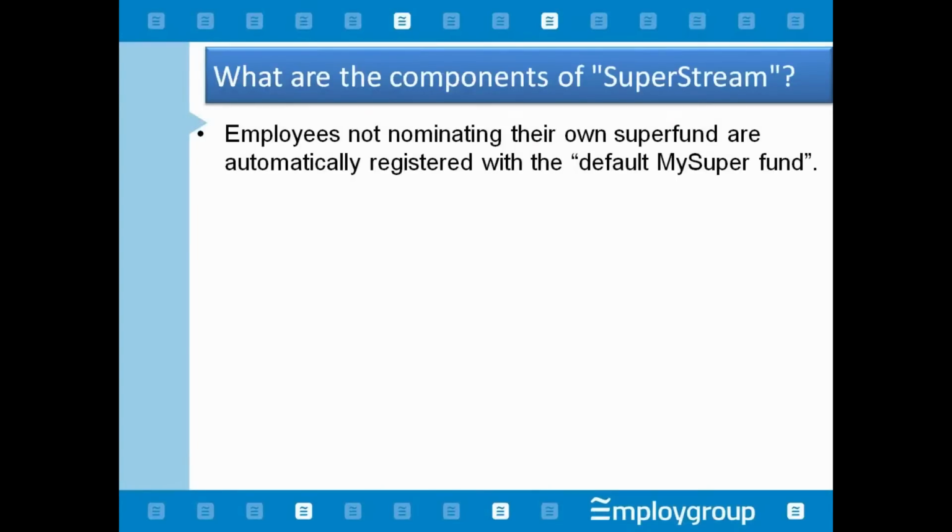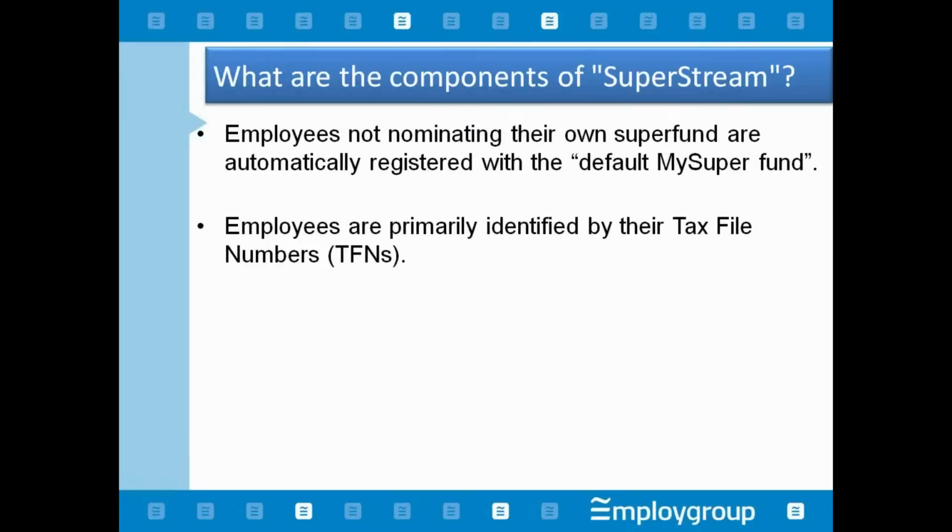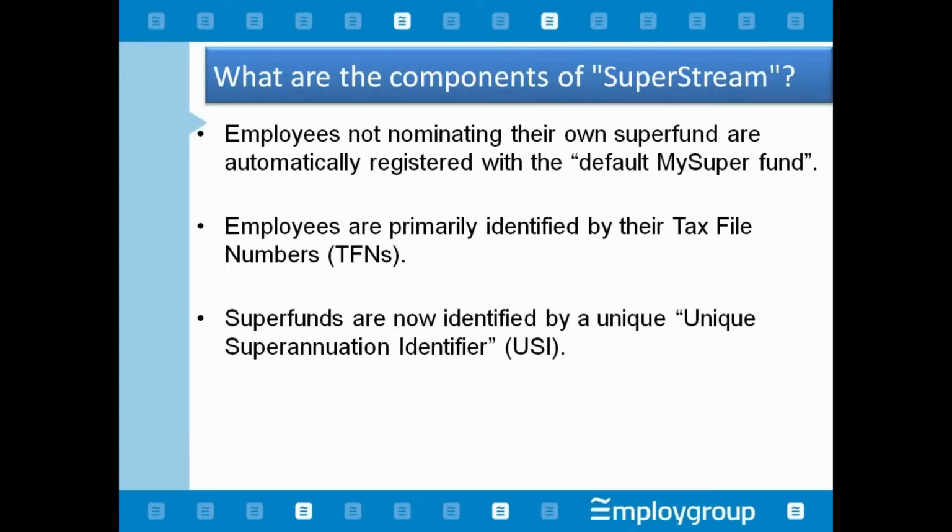So what are the components of SuperStream? Well, employees not nominating their own super fund are automatically registered with the default MySuper account. Employees are primarily identified by using their tax file numbers. So the tax file number system has been validated by the tax office. It's a unique identifier for tax purposes. It now becomes a unique identifier for superannuation purposes.